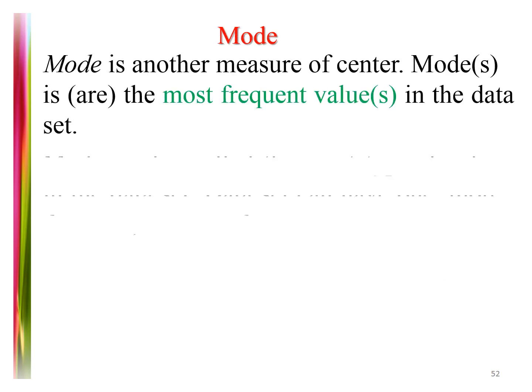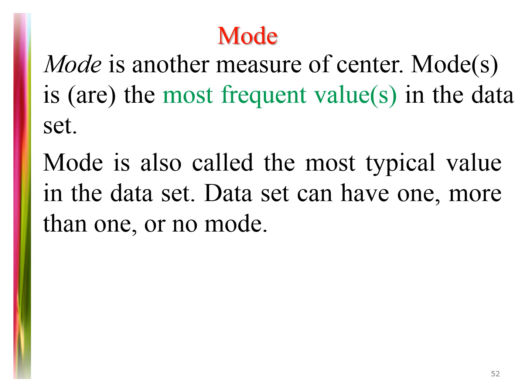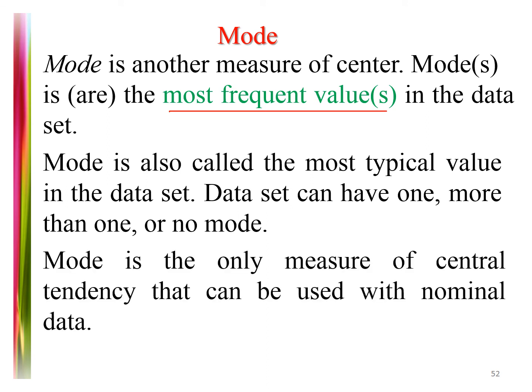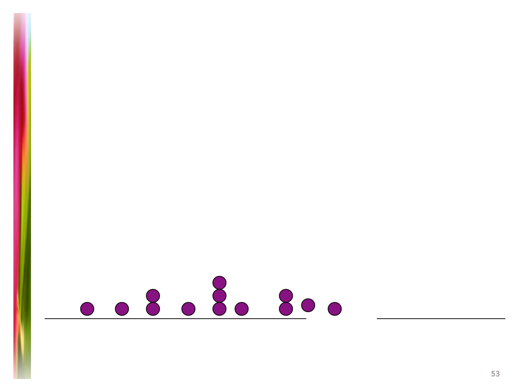Alright, so next, mode. The mode is another measure of center. The mode means the most frequent value or values. In some situations we may have more than one mode, two modes, or more than two modes, 3 or 4 modes. It is also the most typical value in the data set; it can have one or more than one, or in some situations no mode. The mode is the only measure for nominal type data.